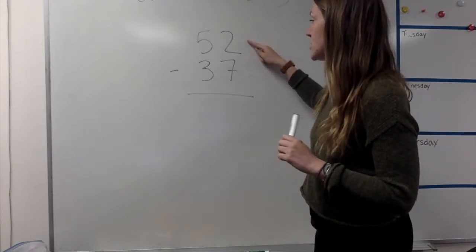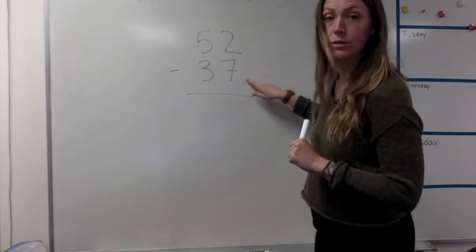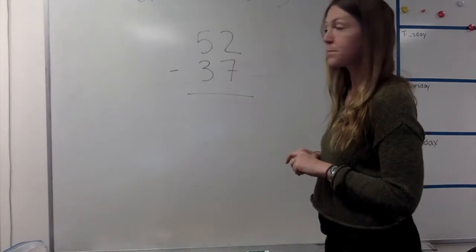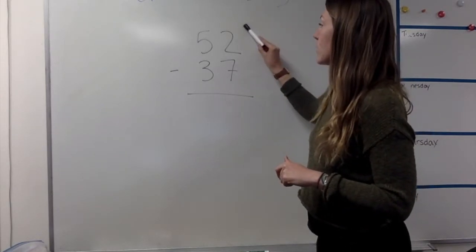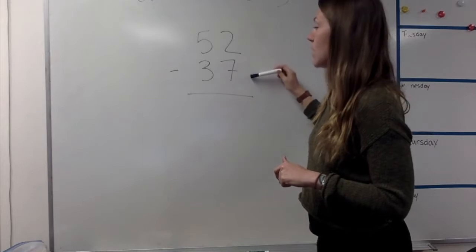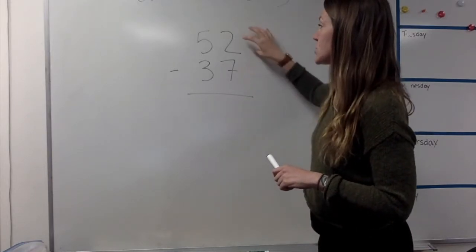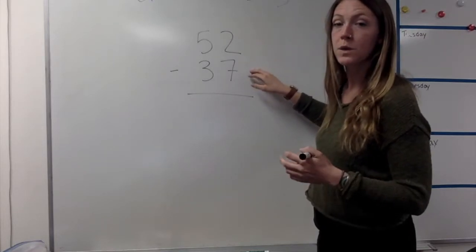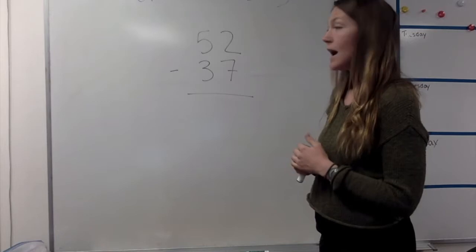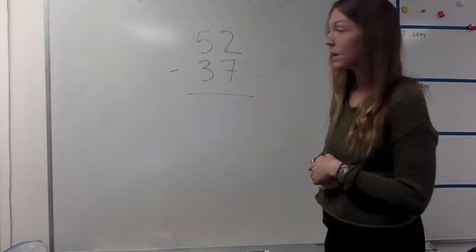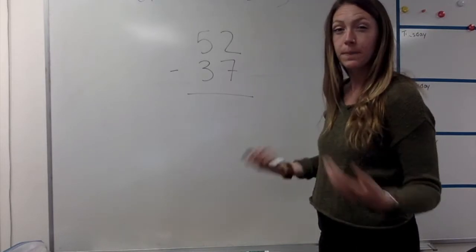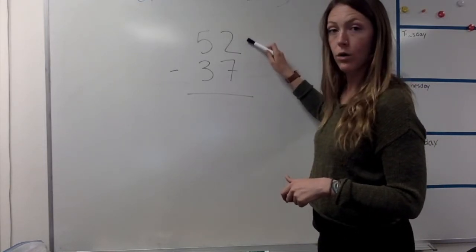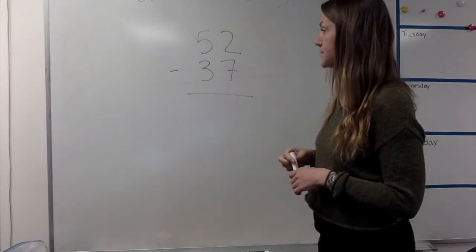We have a 2-digit number take away another 2-digit number. Now notice when I write my subtraction questions, I always start with the bigger number, and then I have the smaller number on the bottom, because we're going to start with 52 of something, and then we're going to take 37 away. So for example, if I had 52 pom-poms, and I took away 37 of them, how many am I going to have left? So the bigger number always goes first, the smaller number goes next.